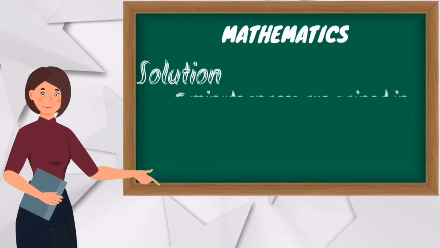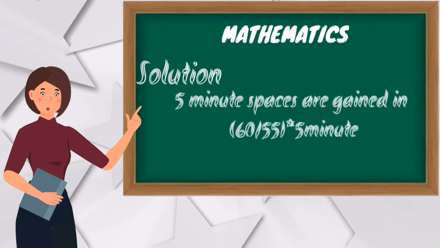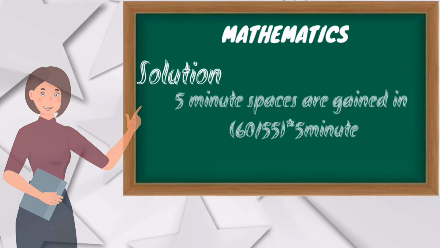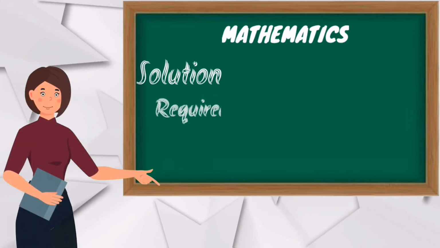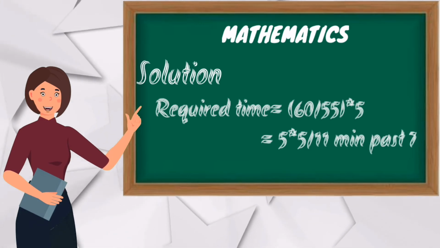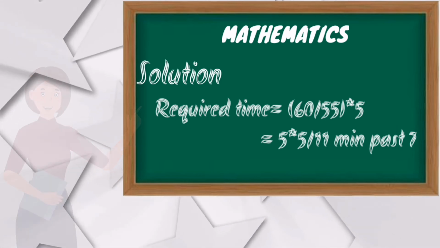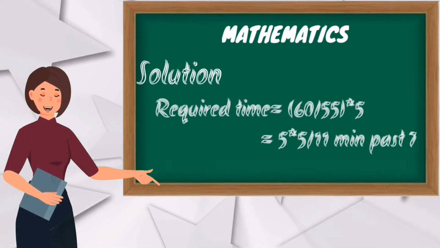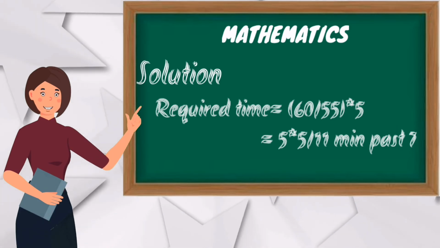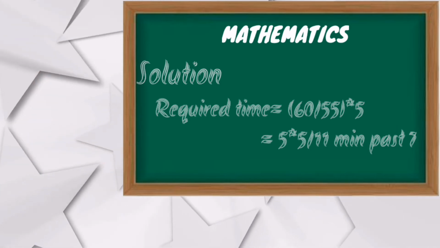So, the total minute spaces gained by the minute needle to be in a straight line with the hour needle is 5 minute spaces. The required time can be calculated as 60 divided by 55 into 5, that is equal to 5 into 5 by 11 minutes. Our correct answer is option C, that is 5 5/11 minutes past 7.